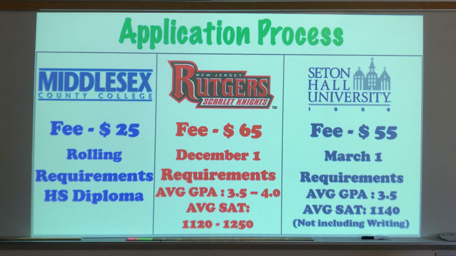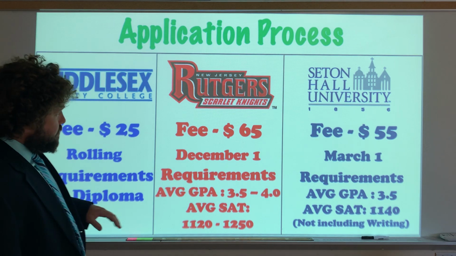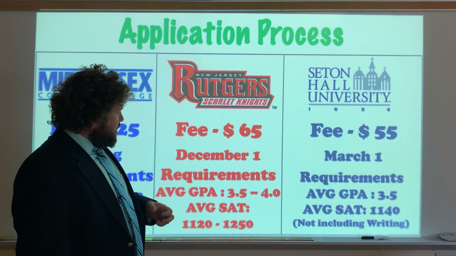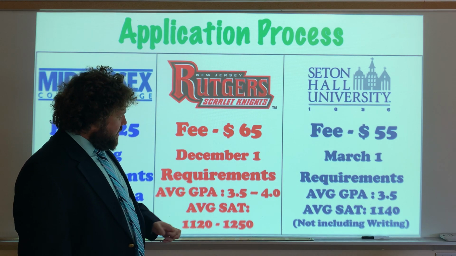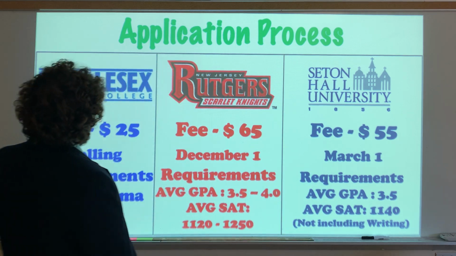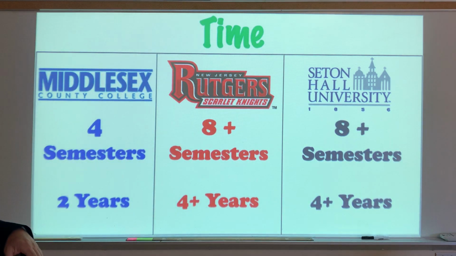Some other things you need to know: it only costs $20 to apply. Everyone gets in, you don't even need an SAT. You just need a high school diploma. Rutgers, you have to apply by a certain date, you have to have a high GPA, and you have to have a good SAT. And the same thing with Seton Hall. So, Middlesex is the way to go.